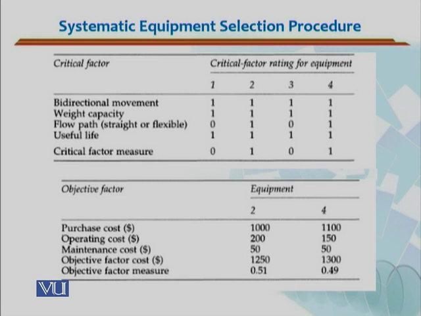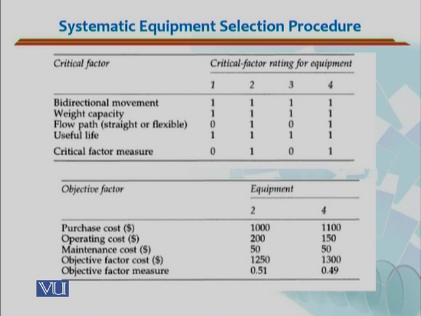How will it be found? You will add all the costs. So the objective factor cost would be 1250 for equipment 2 and 1300 for equipment 4. How come? The purchase cost for equipment 2 is 1000 plus the operating cost 200 plus the maintenance cost 50. So you will have the total objective factor cost, OFC, as 1250.